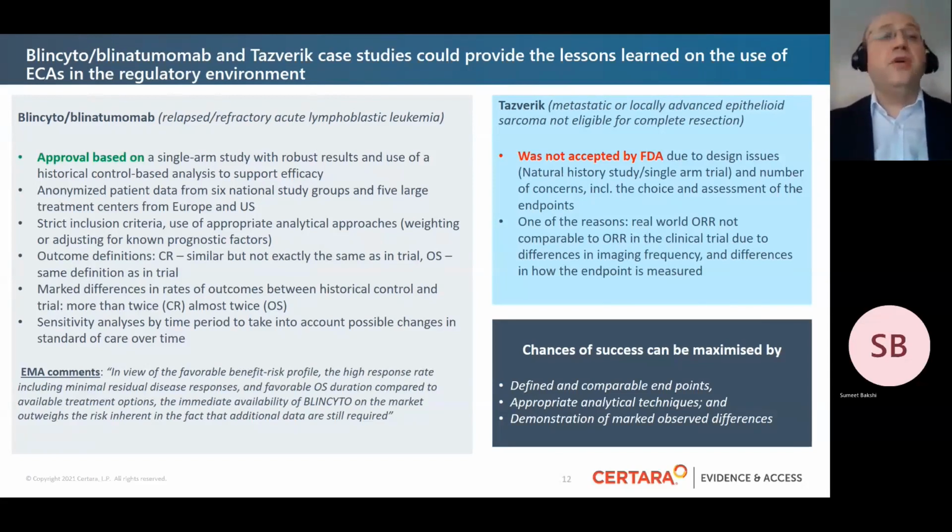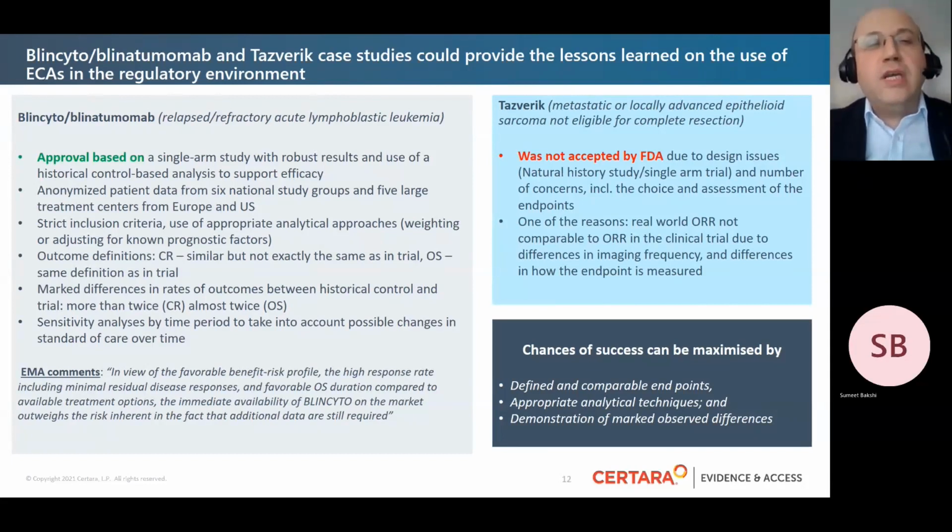And on the other hand, this Blincyto example, which is very frequently cited as a key success example of studies using historical control arms and external control arms in general. It was approved on the basis of a single-arm trial with robust results and the use of historical control-based analysis to support efficacy. In the design considerations, they used strict inclusion criteria.